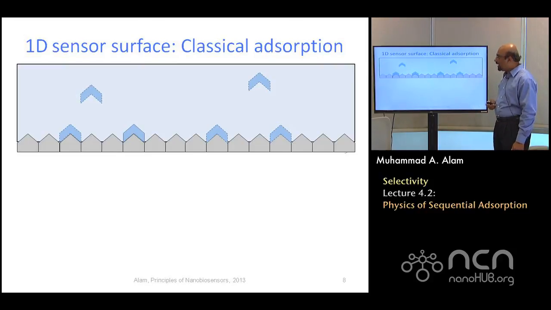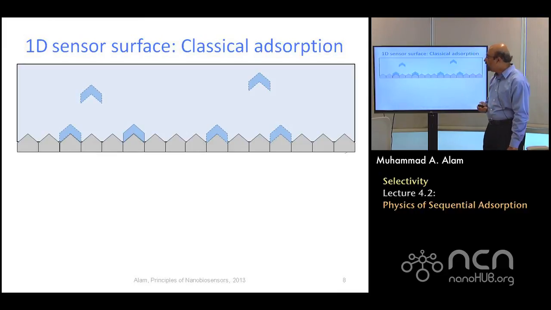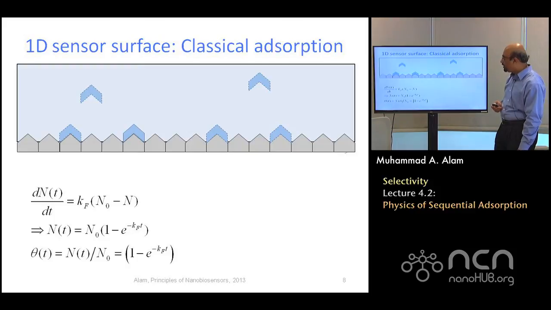It turns out that this is a fully ordered structure, and 100% coverage is possible if you can ensure that individual sites are exactly equal to the biomolecules. But the biomolecules are relatively larger compared to individual atoms on the sensor surface. So therefore, a more realistic situation I'll explain in the next slide.